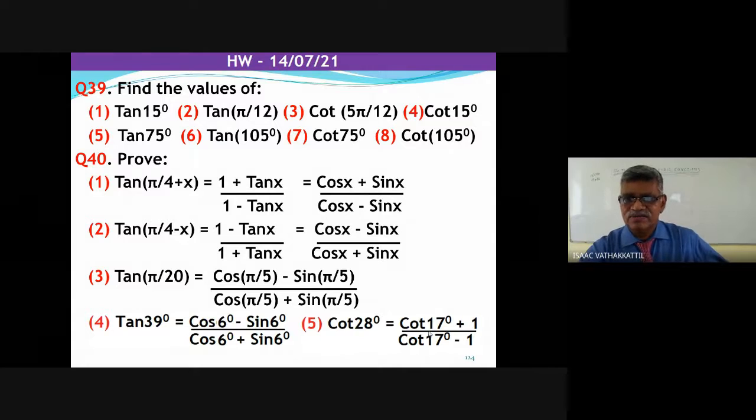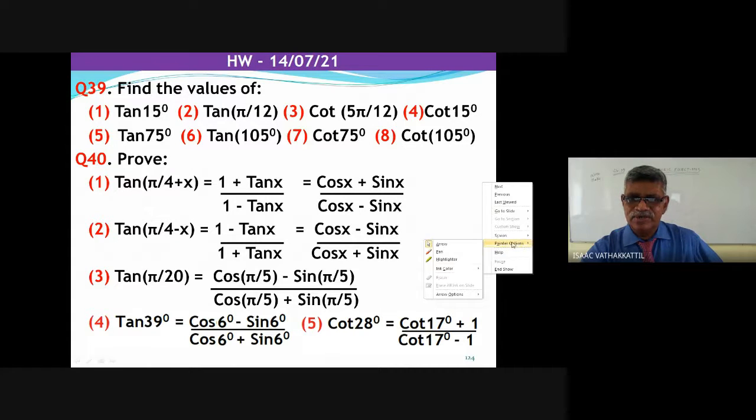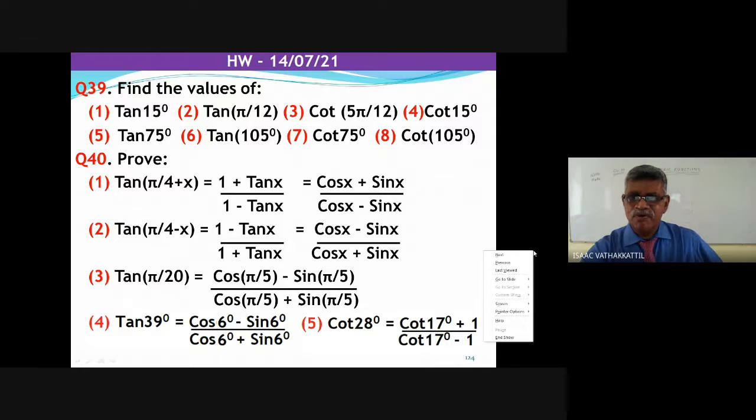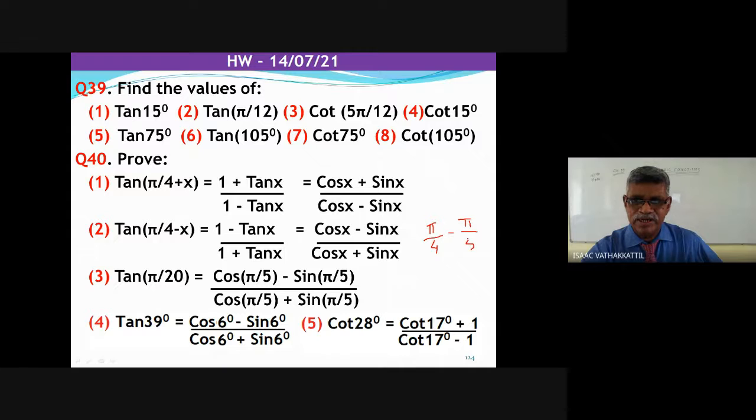Is it not? When you make the simplification, pi by 4 minus pi by 5, when you take LCM, what do you get? Take an LCM 20, numerator is 5 pi minus 4 pi, that is pi by 20. So pi by 20 is equal to pi by 4 minus pi by 5.